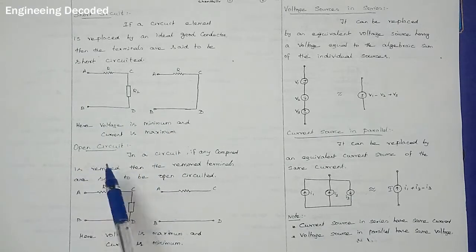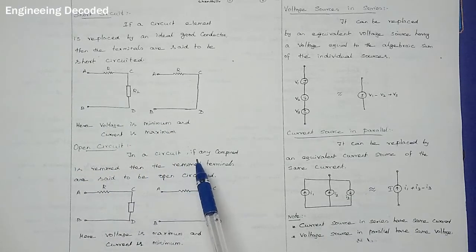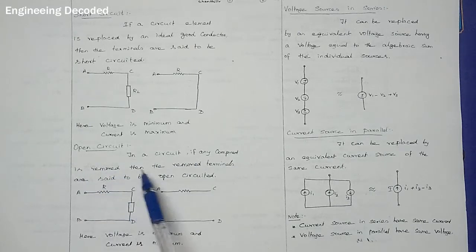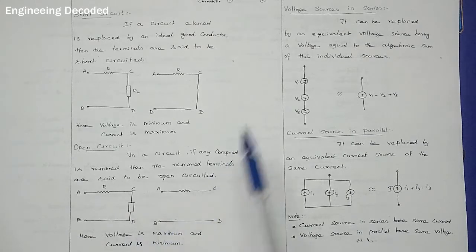Next, open circuit. In a circuit, if any component is removed, then the removed terminals are said to be open circuit. You can see this circuit. So here you have a resistor and you have a load resistance. You are just removing this. So it will be left open. So here voltage is maximum and current is minimum. So it is an open circuit. No current flows through this. So current will be minimum and voltage will be maximum.